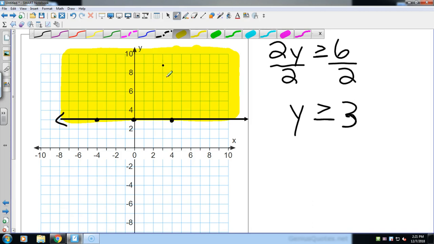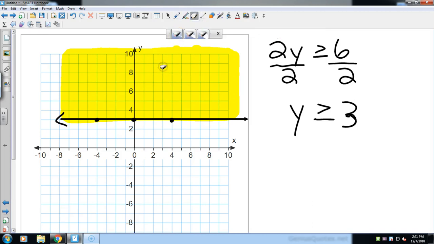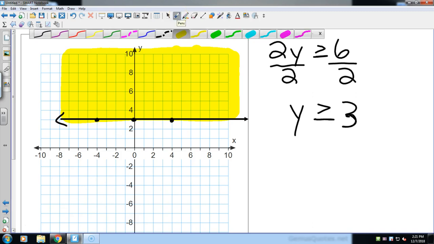So that is the graph of y is greater than or equal to 3. That means every point from positive infinity to negative infinity, from the right to the left and up, all of those points will have a y value that is greater than or equal to 3.